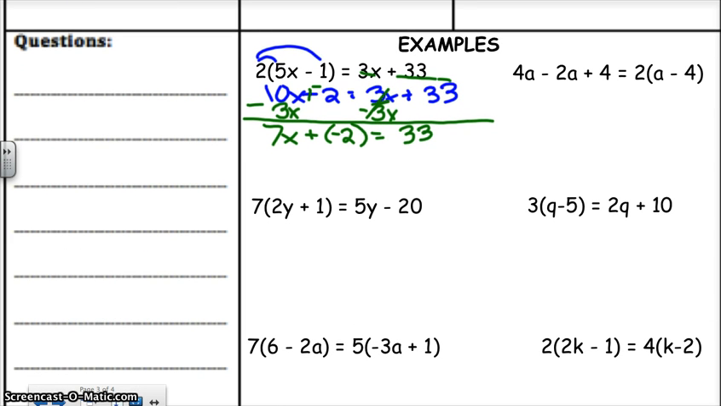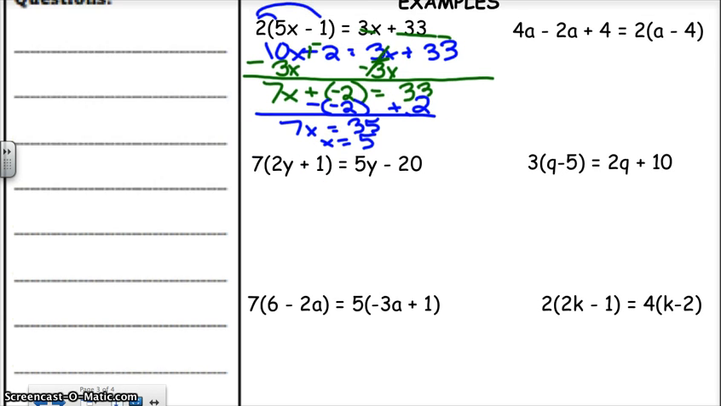Now I solve. Move what's not connected, move what is connected. Okay, so I'm going to subtract a negative 2. When I subtract, what am I really doing? Adding. So I get 7x is equal to 35. Divide by 7, x is 5.